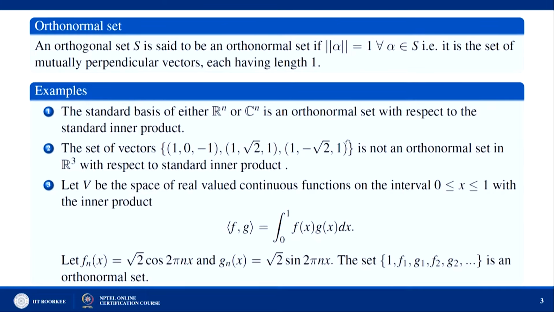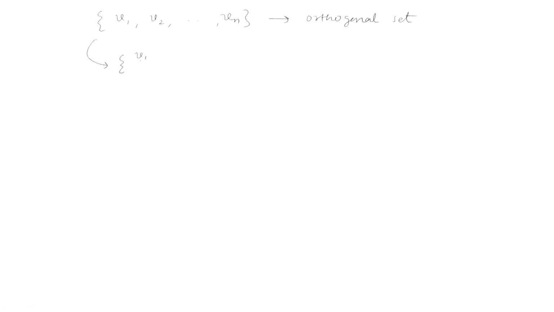So how can we construct an orthonormal set from an orthogonal set? You simply divide each vector by its norm. You see, if you have a set of vectors like this, say v1, v2 and so on up to vn, and you know that this set is an orthogonal set. Orthogonal means that the inner product of any two distinct vectors is 0. And now you want to construct an orthonormal set from this set. So how can you do that? You can simply divide each vector by its norm. You see, v1 upon norm of v1, v2 upon norm of v2 and vn upon norm of vn. It will be some different set from this set, but it will be an orthonormal set. So we can always construct an orthonormal set from an orthogonal set by dividing each vector by its norm.